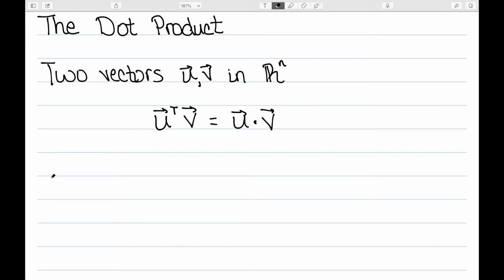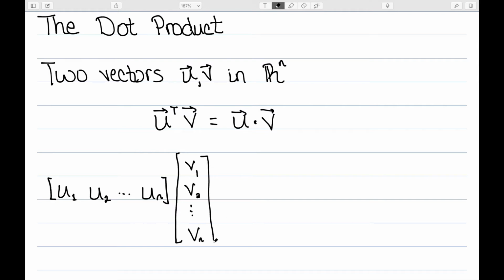So whenever I transpose a vector, instead of a column, it's now a row. So I have something like u1, u2, all the way up to un, times my vector v, which says v1, v2, all the way down to vn. So when I multiply these, I multiply row by columns and add. So I would multiply u1 times v1 plus u2 times v2. Continue this process at the very end, un times vn. So we can find the dot product by multiplying things in corresponding positions and adding them up.